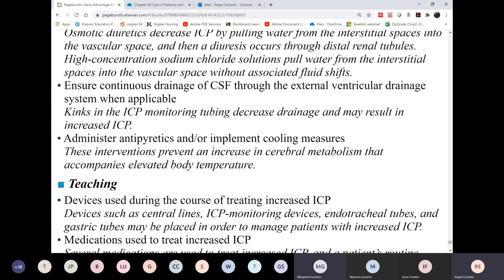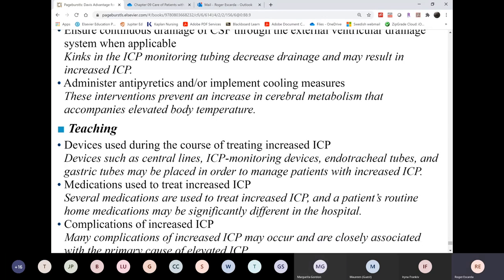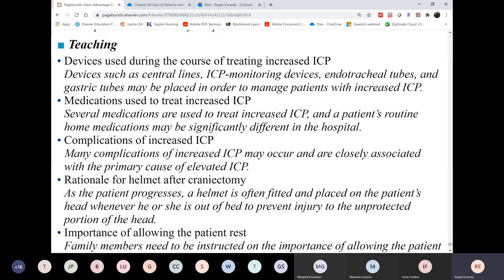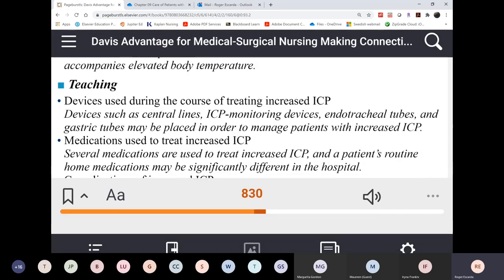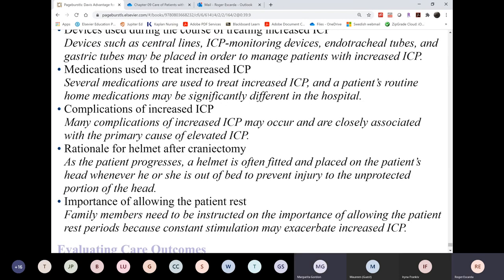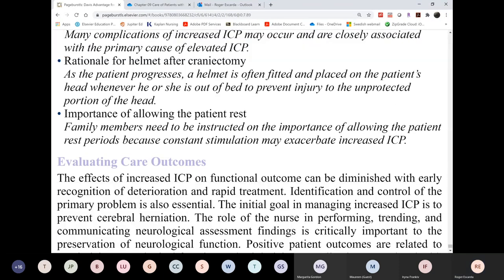And then we use the IVC catheter to drain CSF if necessary to lower ICP. And because this is a severe injury, it will increase metabolic rate and increase body temperature. So you keep the temperature low, because if that goes high, it causes vasodilation and increases ICP. And here are your other interventions. We mentioned the helmet, right? Yes, we put the helmet on if they have a craniectomy.